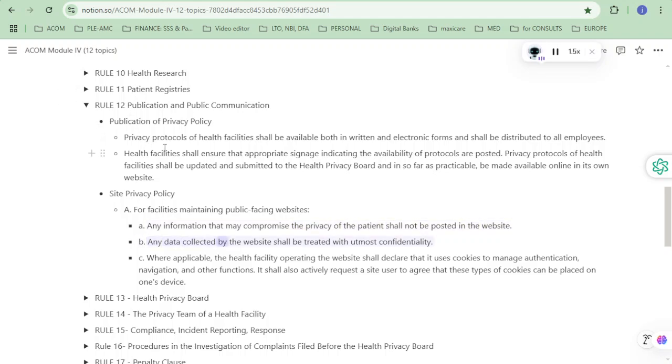Any data collected by the website shall be treated with utmost confidentiality. C. Where applicable, the health facility operating the website shall declare that it uses cookies to manage authentication, navigation, and other functions. It shall also actively request a site user to agree that these types of cookies can be placed on one's device.